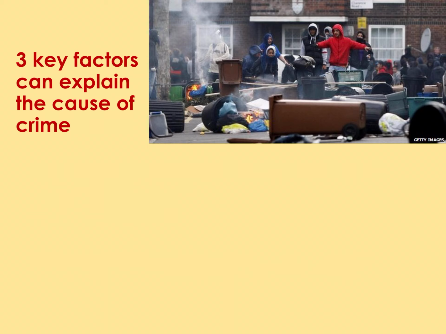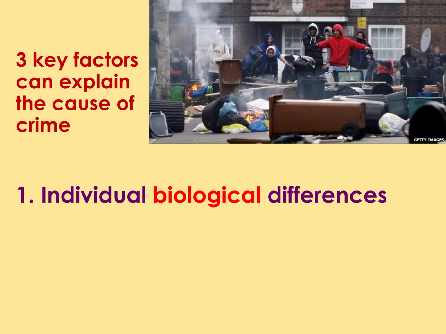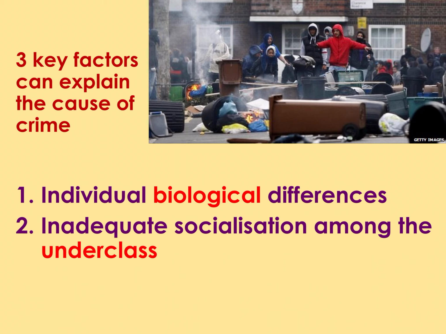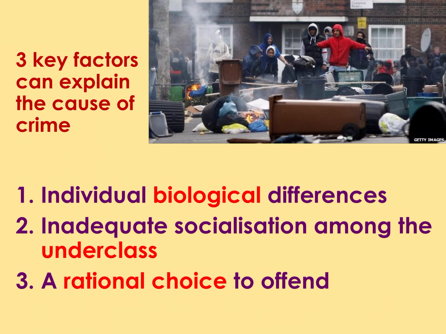So right realists argue three key factors can explain the cause of crime. First one is individual biological differences. So that's very much to do with what's happening in the brain. Second one is inadequate socialization among the underclass, and that image up there arguably is what the underclass might look like if you're Charles Murray. And finally, they say the final explanation could be there's been a rational choice to offend. So I'm going to go through these three explanations with you now.